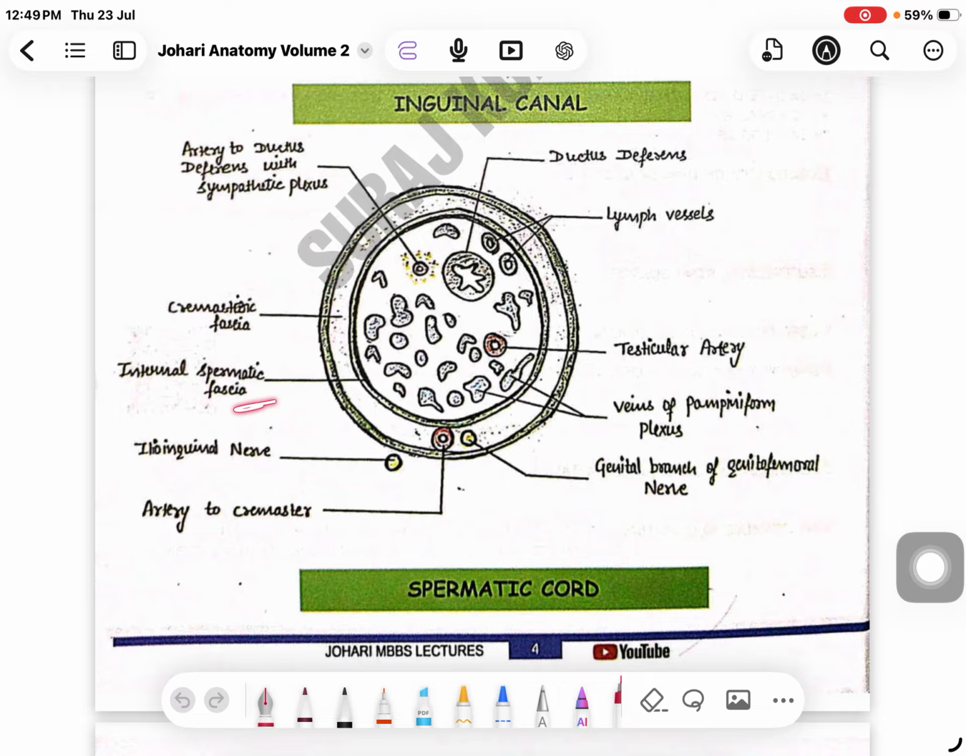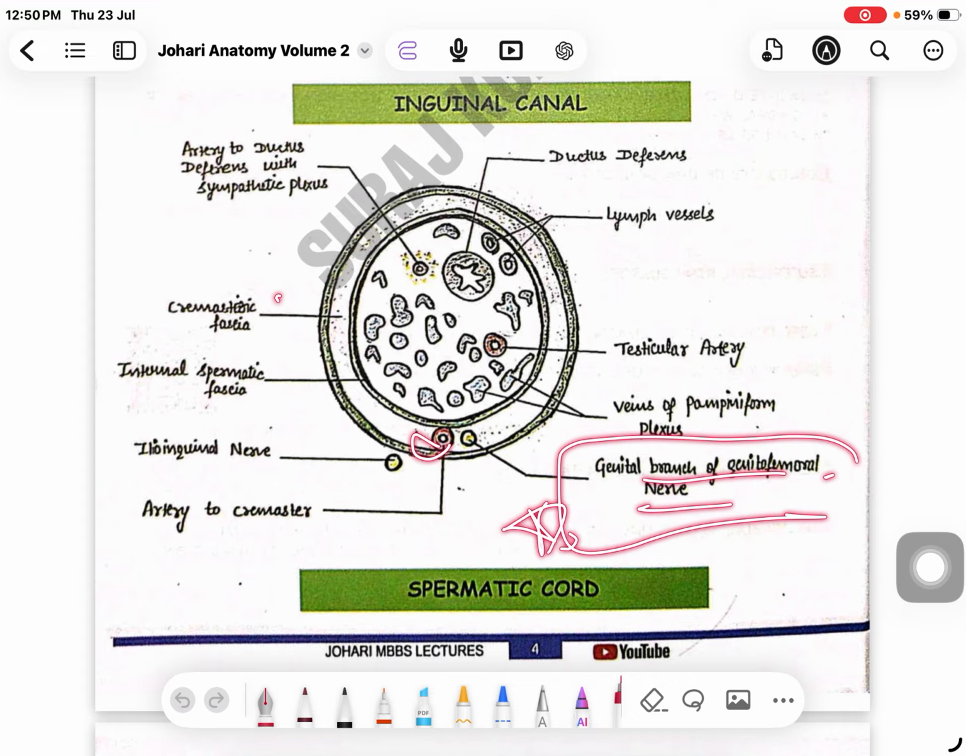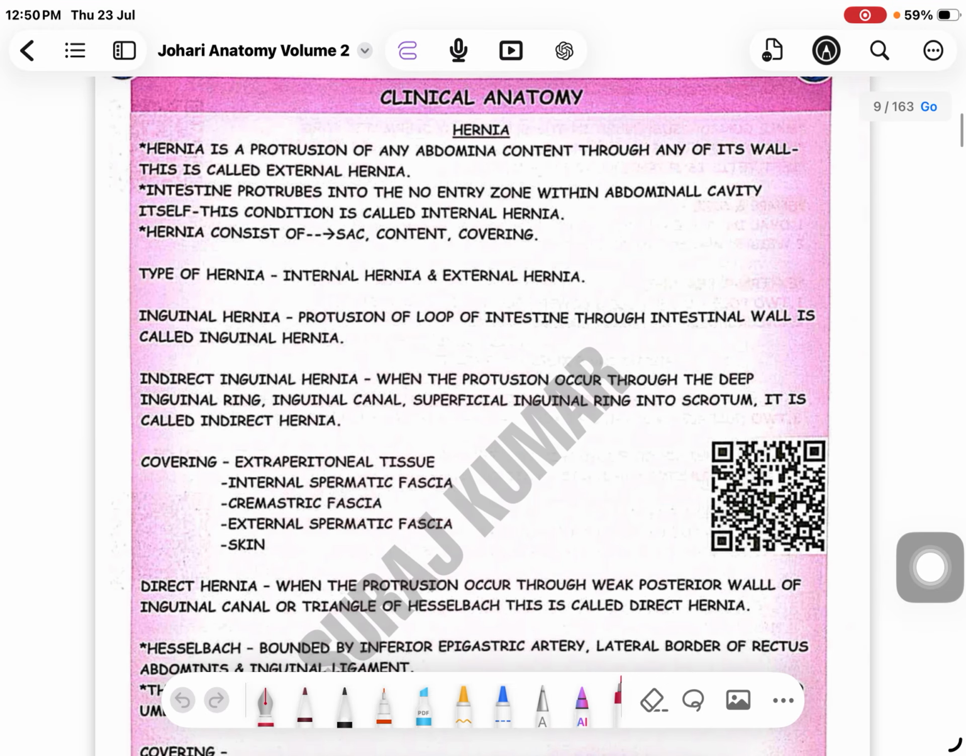In the internal spermatic fascia we will have the ductus deferens, testicular arteries, the artery to ductus deferens with sympathetic plexus, lymph nodes, and the pampiniform plexus of veins. The genital branch of the genitofemoral nerve is present outside the internal spermatic fascia. In the cremasteric fascia we also have the cremaster muscle, and here only the genital branch of the genitofemoral nerve is present. This is the artery of the cremaster, and this is the nerve which will supply it, and the ilioinguinal nerve lies somewhat outside. So this was all about these things.